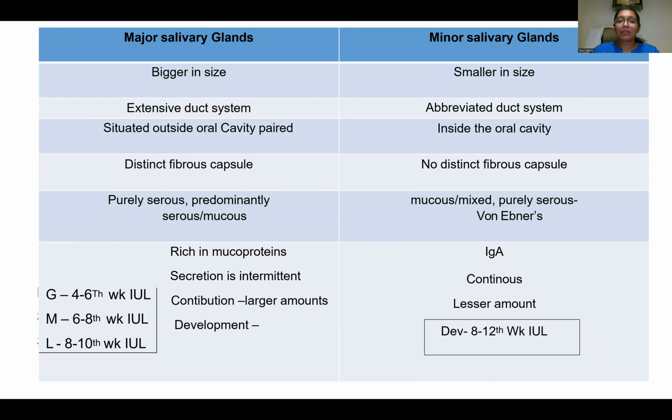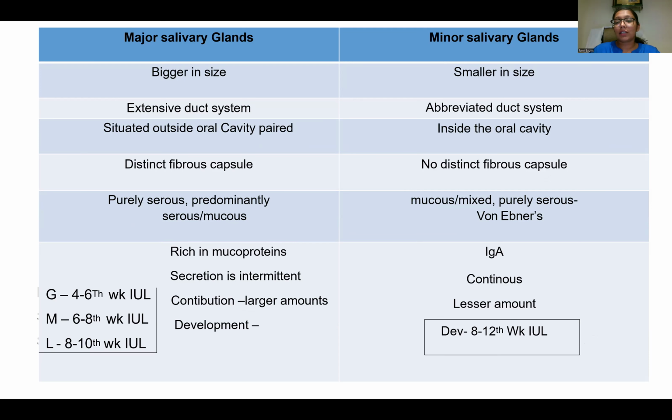So to brief about the major and the minor salivary glands, let's have a brief differentiation between the two. The major salivary glands are bigger in size, have an extensive ductal system, are situated outside the oral cavity, bilateral, paired, with a distinct fibrous capsule, purely serous, or predominantly serous or mucous, rich in mucoprotein. Secretion is intermittent and contributes to a large amount of saliva.